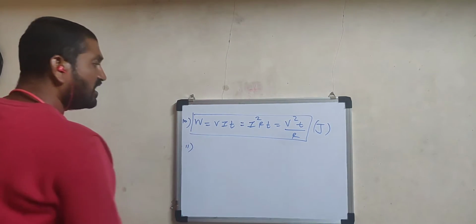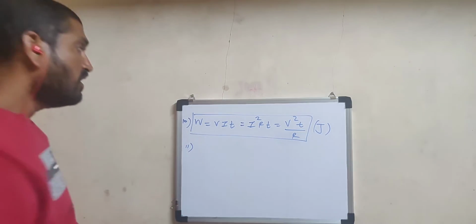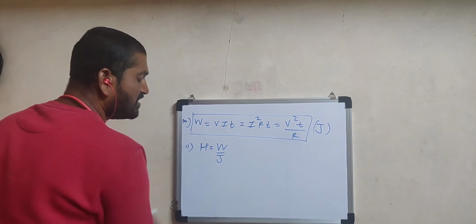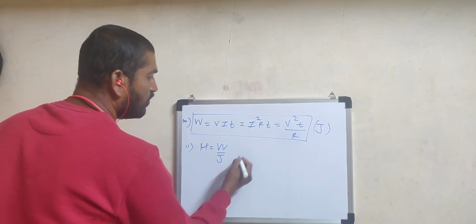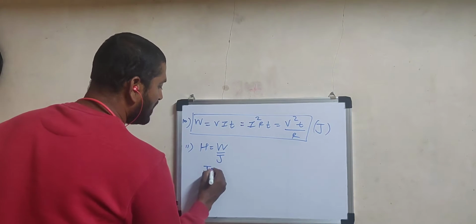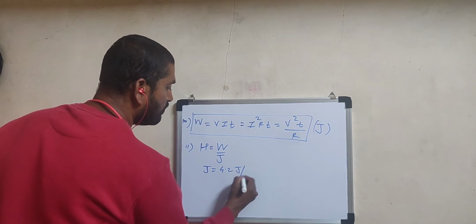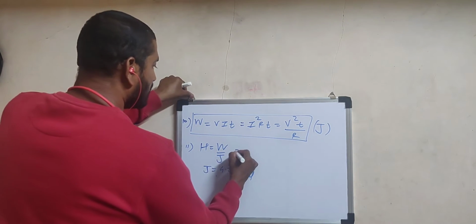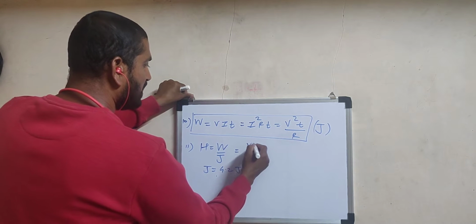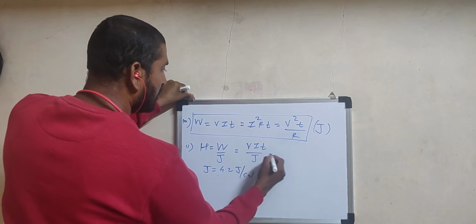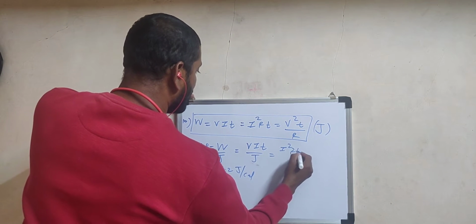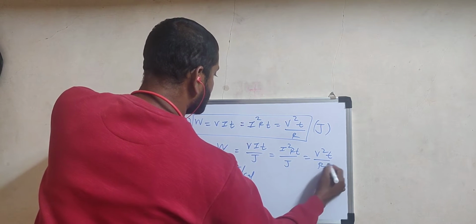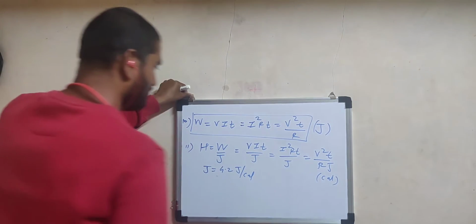Then the next one, the heating effect of electric current. As per Joule's law, heat produced is equal to work done divided by J, where J is the heat constant, and the value of J is always 4.2 Joule per calorie. It is also called the mechanical equivalent of heat. If we replace all these 3 forms, then heat is VIT divided by J, or I square RT divided by J, or V square T divided by RJ. So here, heat is expressed in calorie, listen.